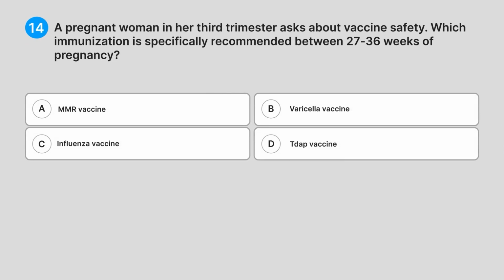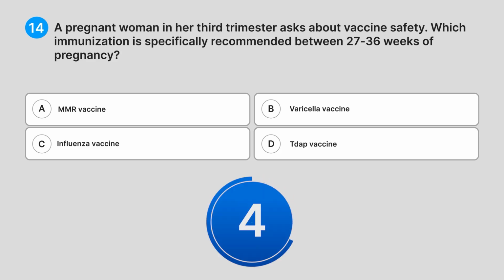14. A pregnant woman in her third trimester asks about vaccine safety. Which immunization is specifically recommended between 27 and 36 weeks of pregnancy? A. MMR vaccine. B. Varicella vaccine. C. Influenza vaccine. D. Tdap vaccine. Do you know the answer?